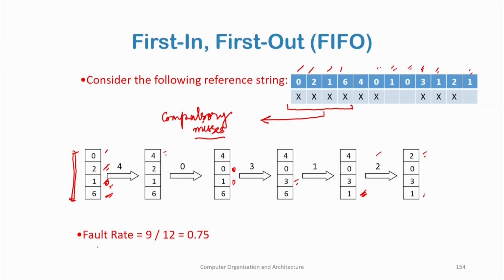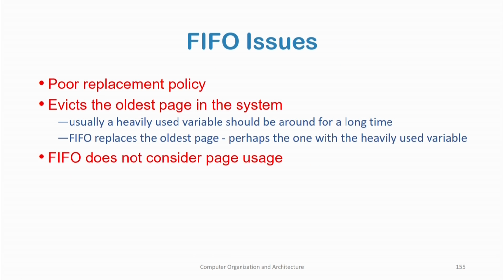So, what is the fault rate? The reference string is of length 12, so I have 12 references. Out of 12 references, 9 resulted in a fault: 1, 2, 3, 4, 5, 6, 7, 8, 9. So, the fault rate is 9 by 12, or 0.75. So, FIFO, although very simple, where I find out the oldest page in memory and replace it, is a poor replacement policy. Why?